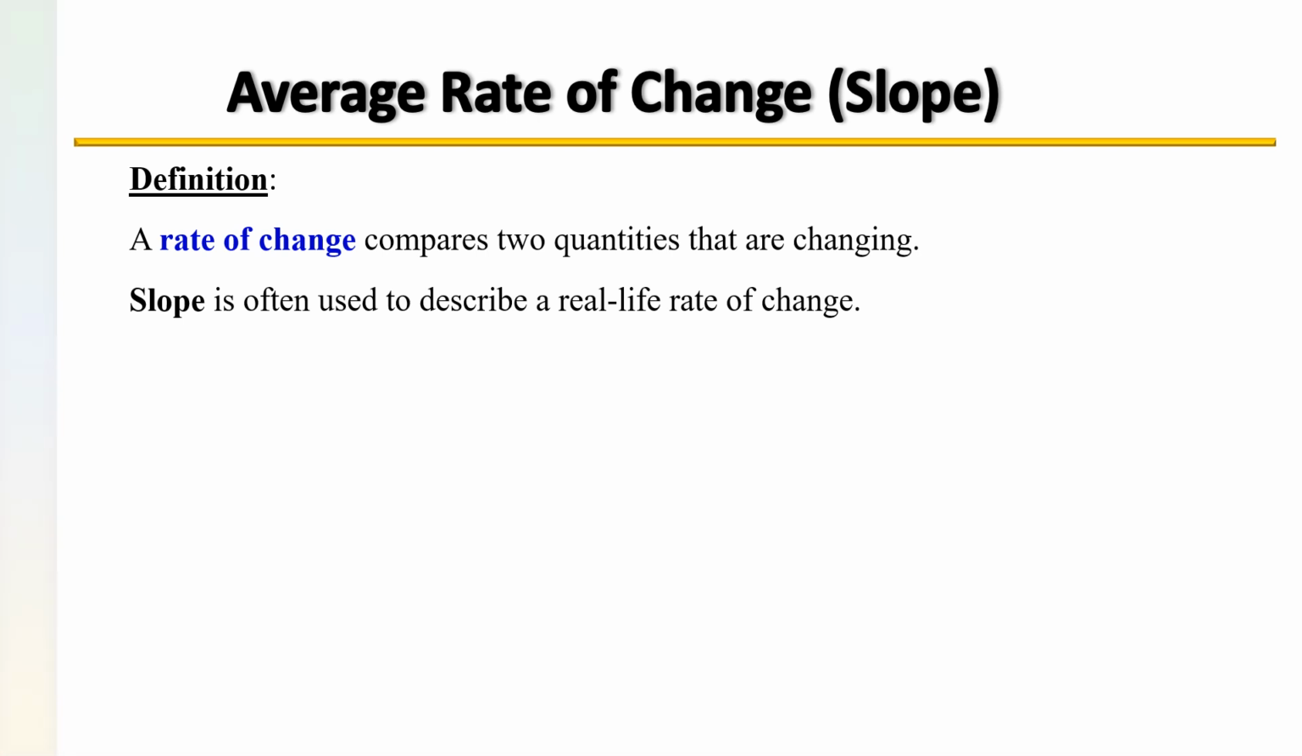A rate of change compares two quantities that are changing, and slope is often used to describe a real-life rate of change. So anytime you see that phrase, rate of change, always remember that's nothing more than simply finding the slope. So recall, to find the slope, you're going to find the change in y over the change in x. So let's do some real world examples.